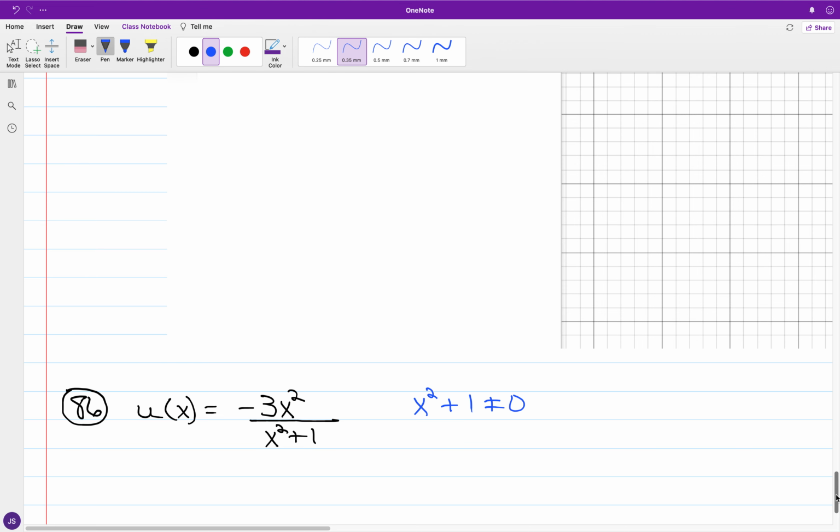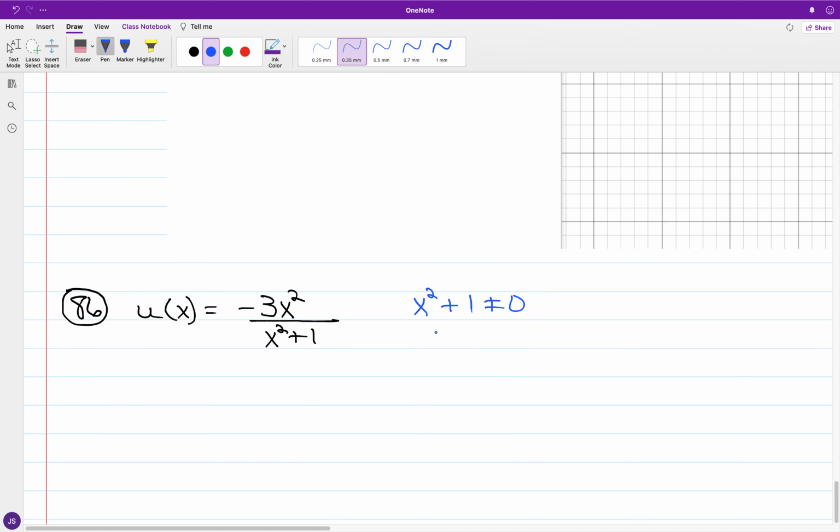Again, you can factor a difference of squares, but you cannot factor in integer coefficients a sum of squares. So if I isolate x squared, I have x squared cannot be negative 1. That means that x cannot be plus or minus the square root of negative 1, so x cannot be plus or minus i. So again, there are no real values excluded.